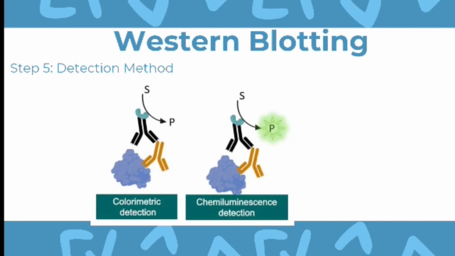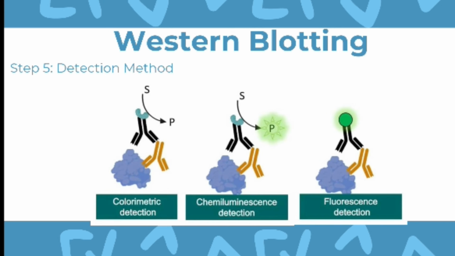There is also chemiluminescence detection, where there is a chemiluminescence converting protein, which converts the substrate into a chemiluminescent product. There is also fluorescence detection, where the secondary antibody is fluorophore tagged, and based on the fluorophore, one can detect fluorescence from that sample. Now, each of these methods can be used, and they all have their difficulties and sensitivities. But the most widely used methods are the chemiluminescence detection and fluorescence detection.